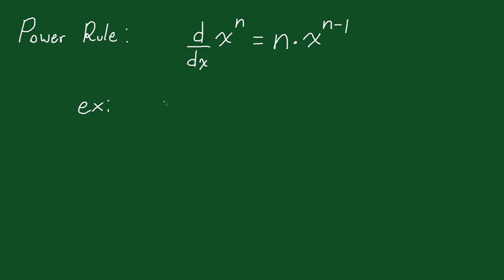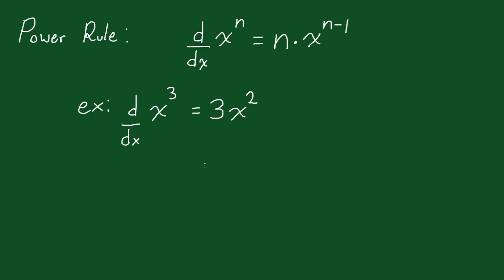So let's say we have x to the exponent 3, and you want to find the derivative of this. So we're going to take the derivative of x to the exponent 3. You follow this pattern. You bring that exponent 3 to the front, and you get 3 multiplied by x. That exponent reduces by 1, so it becomes a 2. So the derivative of x to the 3 is equal to 3x squared.